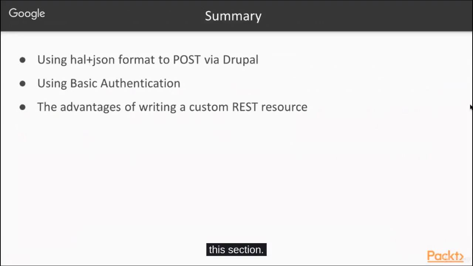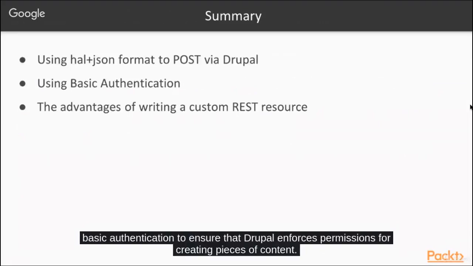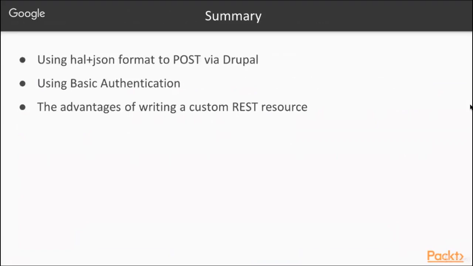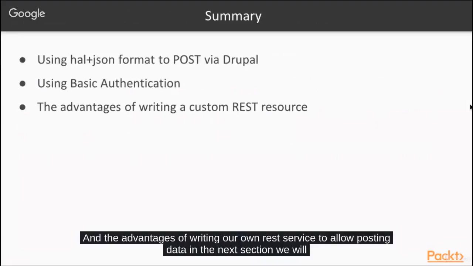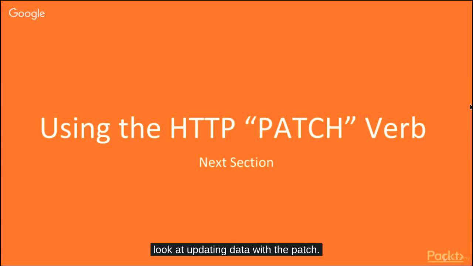In this section, we learned about what the JSON format looks like and how we can format post data to use it, using basic authentication to ensure that Drupal enforces permissions for creating pieces of content, and the advantages of writing our own REST service to allow posting data. In the next section, we will look at updating data with the patch verb.